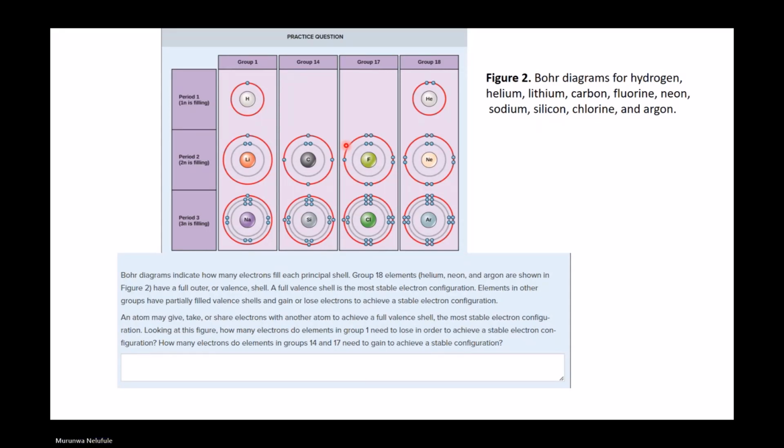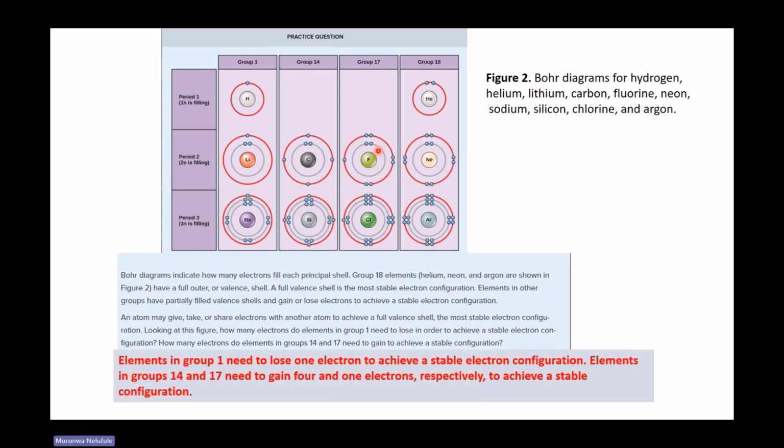Is the question clear? Group 1 needs to lose 1 electron. Group 14 needs to gain 4 electrons, and group 17 needs to gain 1 electron. Yes, sir. Okay. I don't think the issue so much here was the answer, it was the question. And you are right. So group 1 needs to lose 1. I think most of you were understanding this one. And group 14 needs to gain 4, and 17 needs to gain 1, respectively, to achieve this stable configuration.